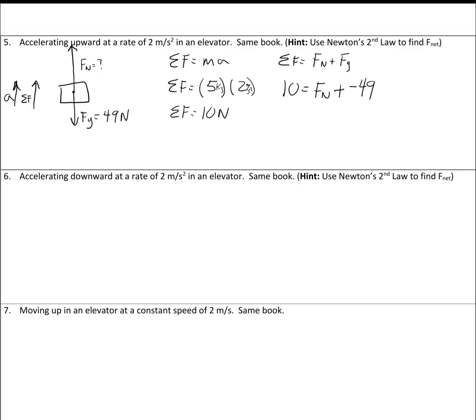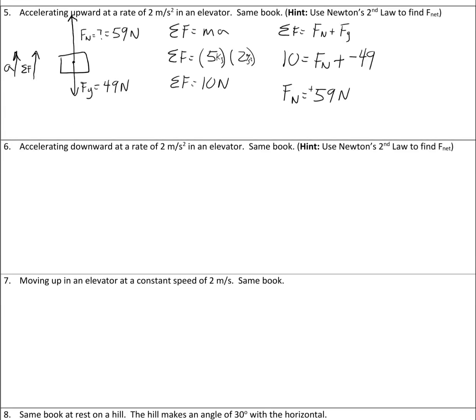You're finding the sum of the forces. And then when you plug in the value for the force, you say whether it's positive or negative, depending on the direction. So you end up adding 49 to both sides to solve for the normal force, and you get 59 newtons, positive 59 newtons. So mathematically, we can prove that, yes, indeed, the normal force is greater than the weight, causing this net force in the positive direction, causing you to accelerate upward.